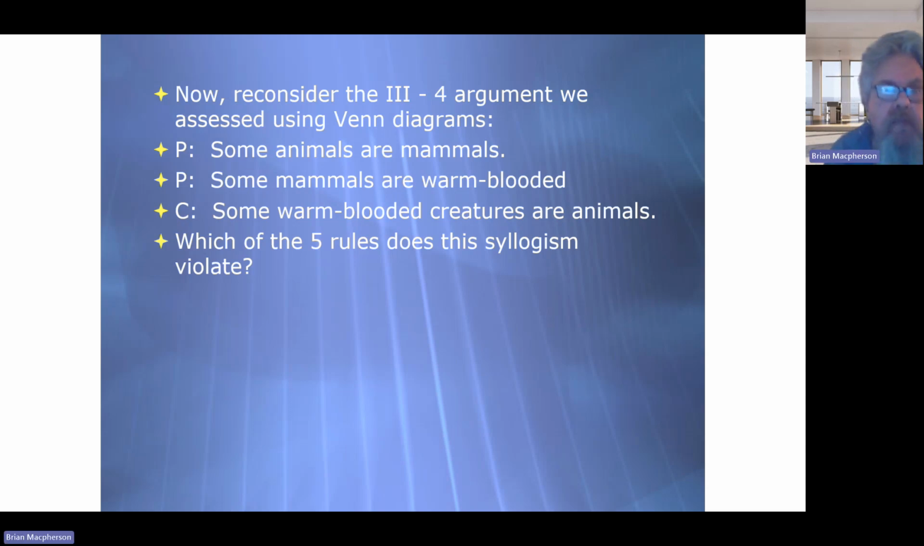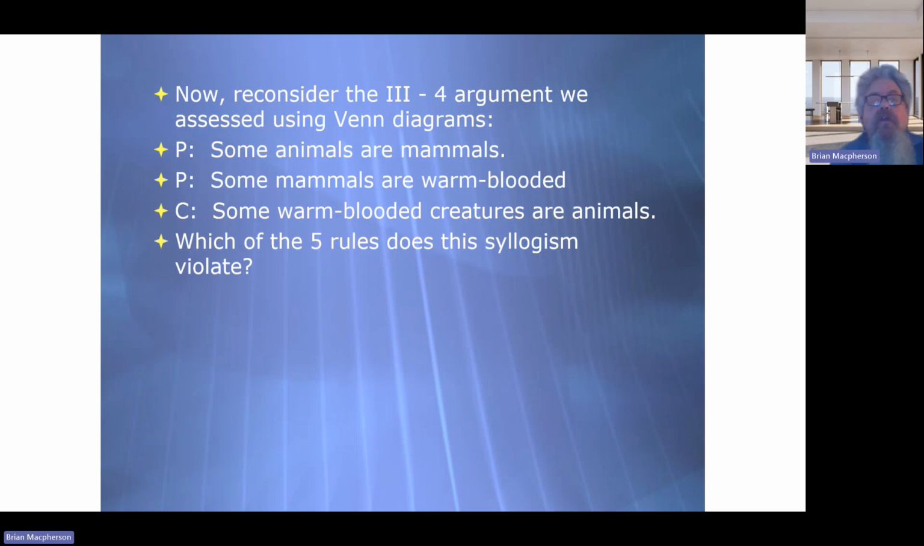So if you say that some animals are mammals, then you're going to put the X right here in the area of intersection. And you're going to put it on the line because you don't know which subarea it's in. Some mammals are warm-blooded. You're going to put the X in the area of intersection between mammals and warm-blooded, but because you don't know which subarea it's in, you put the X on the line here.